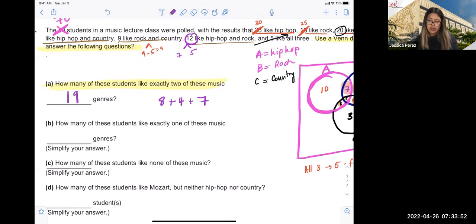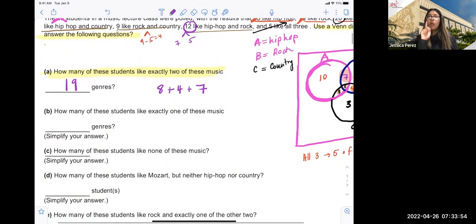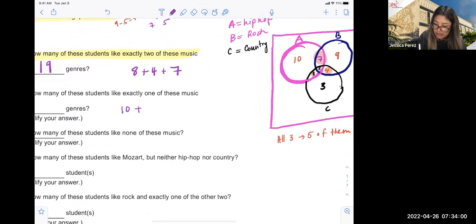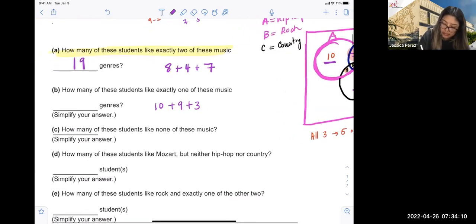How many of these are exactly like 1? So if exactly 1, it could be either 10 plus 9 plus 3. The numbers on the outside. That's exactly one of them. Okay. So that would be 22.